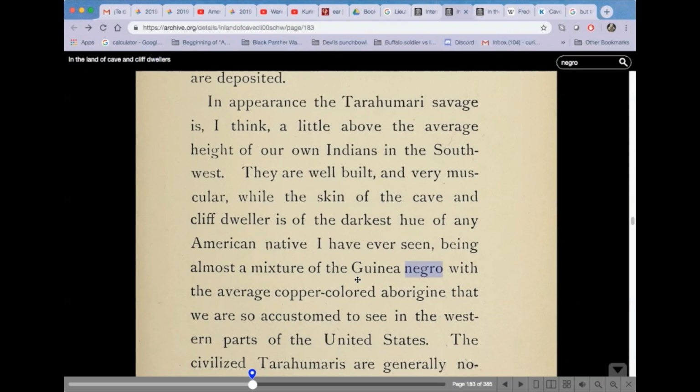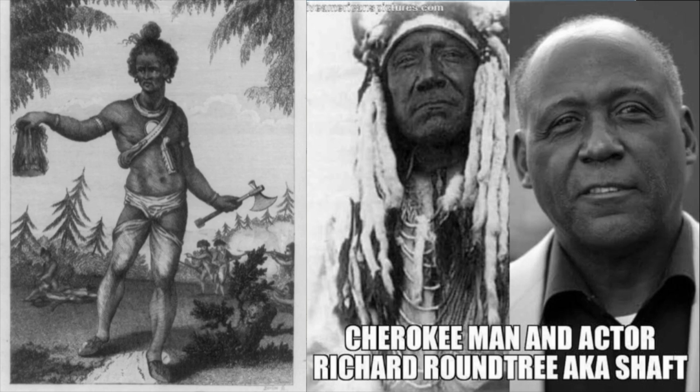Again, the Tarahumari. All right. So he's saying the Tarahumari are a mixture of the Guinea Negro, the West African, right, with the average copper-colored aborigine. All right, so in between, those shades. But again, we have all the shades, right? That's why it's called the copper-colored races, right?